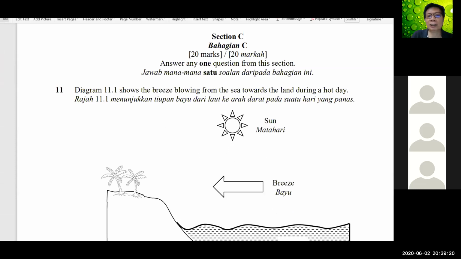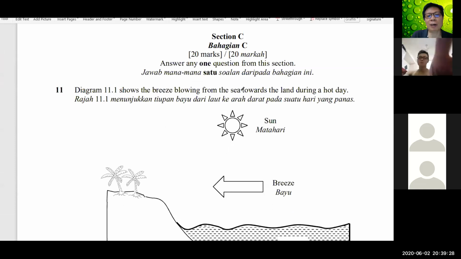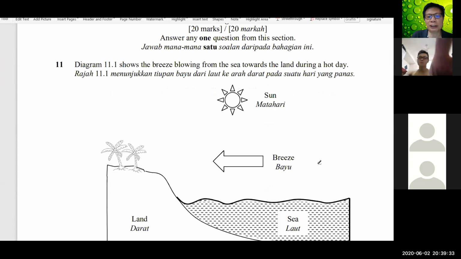This is a long question. I think this is a form 4 chapter. Diagram shows a breeze blowing from sea towards the land. You can see that. The wind is blowing from the sea towards the land, right? And this is called sea breeze, because the wind blows from sea to the land, so we call it sea breeze, okay? Blowing from sea towards the land during the hot day. Right, now you see that.